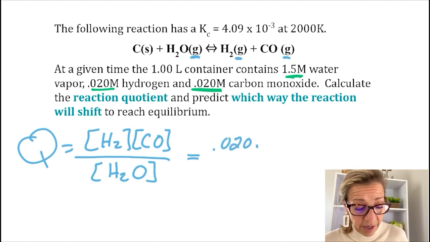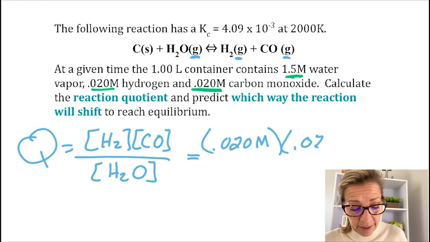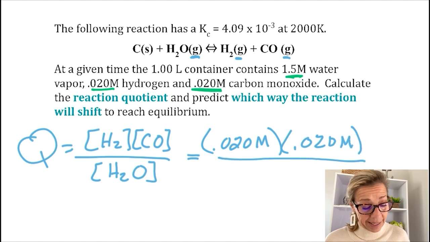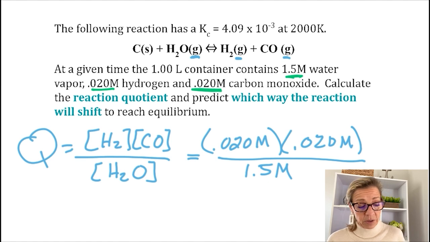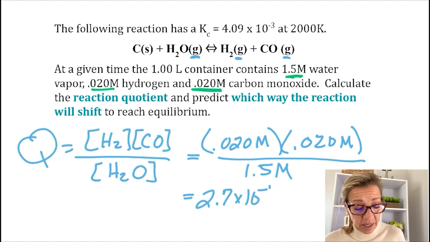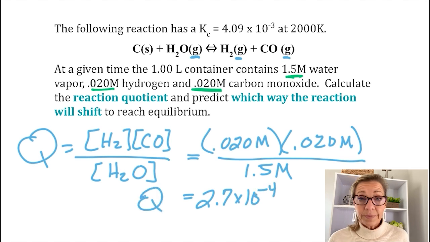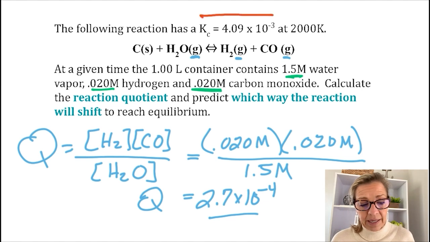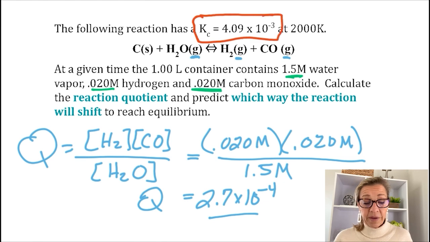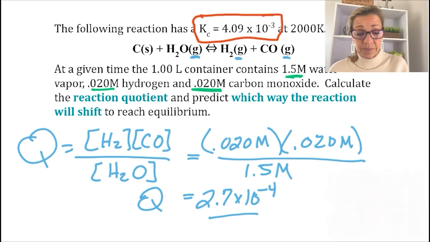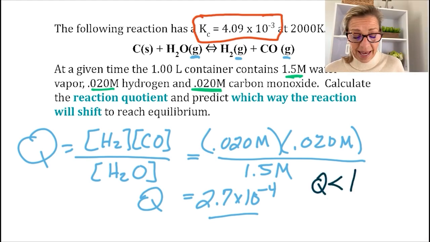At some time, we are throwing in our concentrations. On the top, I've got the concentrations of the products, and the water is 1.5 molar. Okay, well, we crunch the numbers, and for Q we're going to get 2.7 times 10 to the minus 4th. That's Q, okay, at this time. Now, that's meaningless unless we compare it to Kc. So we look up Kc at the same temperature, and we find this value. Well, when we compare, we notice that Q is less than Kc.